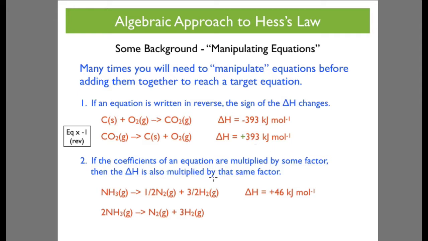If the coefficients of an equation are multiplied by some factor, then the delta H is also multiplied by the same factor. So here we've got ammonia gas giving us half nitrogen and 3/2 hydrogen gas. And we want to change that to get nice round numbers. So we're going to multiply the whole thing by 2. So equation multiplied by 2. So the enthalpy needs to be multiplied by 2, which will give us 92.